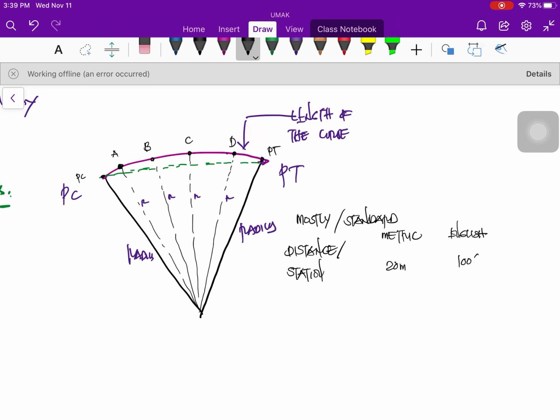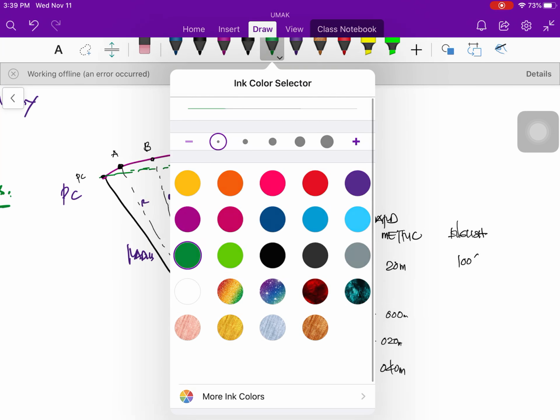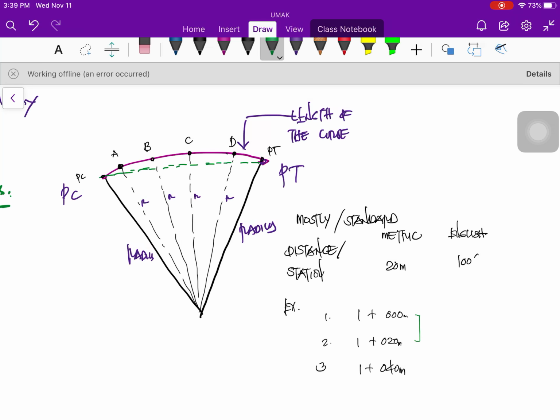So say for example, the first station will be 1 plus 000. Then the second station will be 1 plus 020, since we're dealing with meters. The third station will be 1 plus 040. So if you check, the difference between stations is 20 meters.